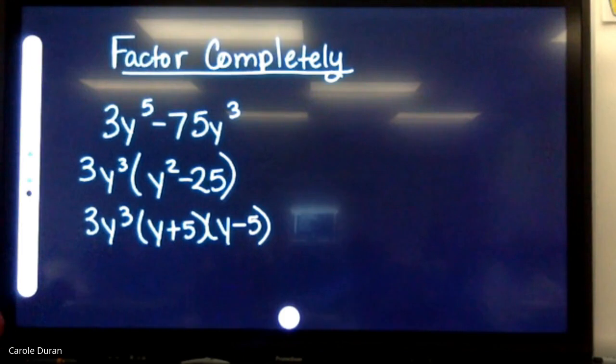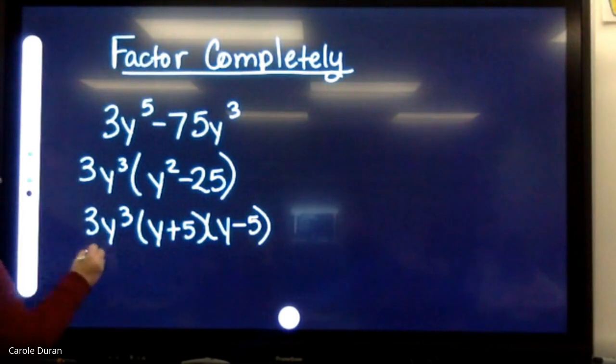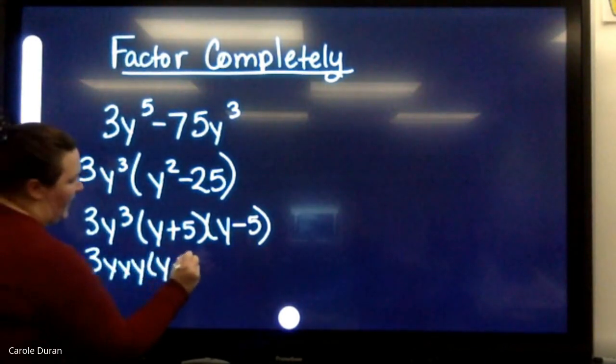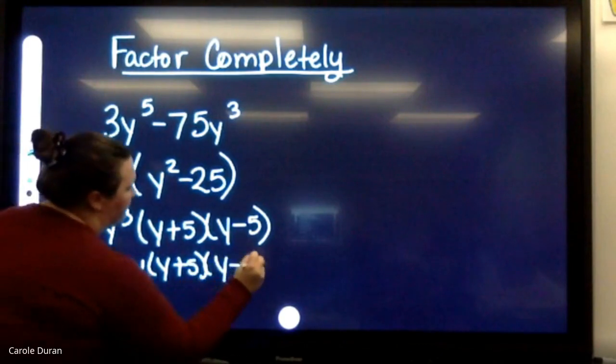What can I break y cubed down into? Y times y times y, correct? Yeah. There's no addition or subtraction happening after it, so it's okay to leave it like this, because writing it like this just seems kind of dumb.